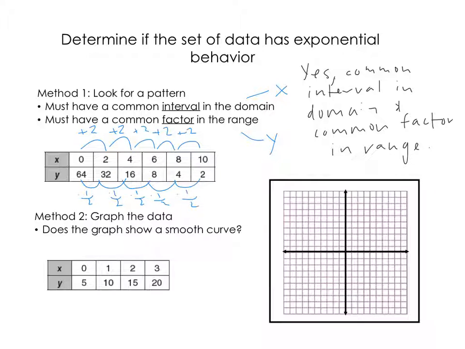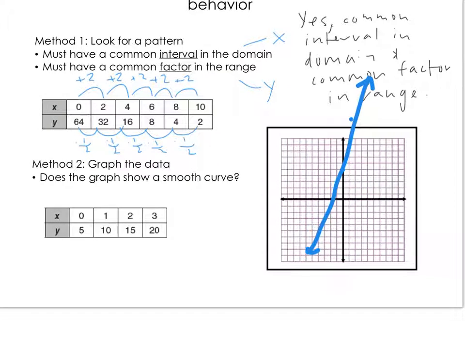If it's exponential, not very difficult. The second method, if you don't want to look at that table and determine, you could also just graph. Does the graph show a smooth curve? Does it look like it would be exponential? So let's go ahead and graph those ordered pairs there to the graph on the right.